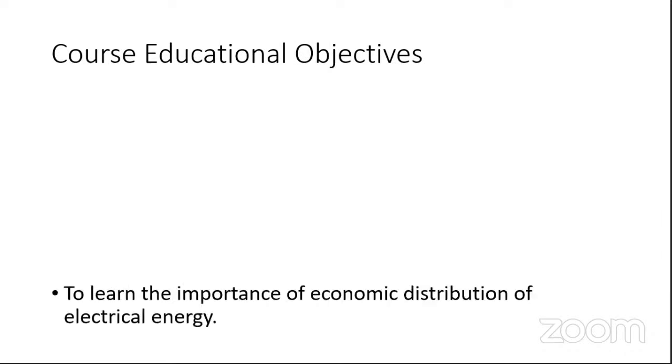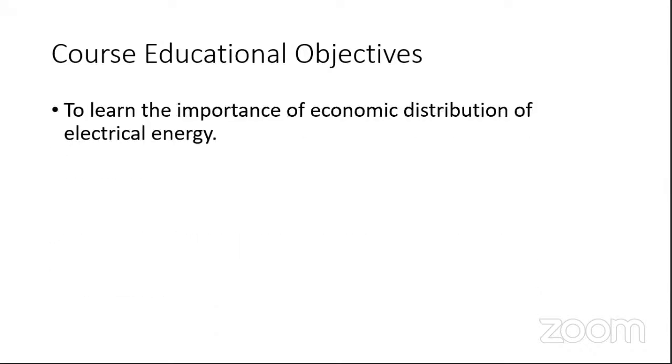Okay. So the objective of going through all these automation concepts is to learn the importance of economic distribution of electrical energy. See, distribution of electrical energy is not just the issue here. Being an electrical engineering student, you may have knowledge of distribution of electrical energy, but being a practicing electrical engineer, we must be conscious about the economical aspects. What is the cost involved?